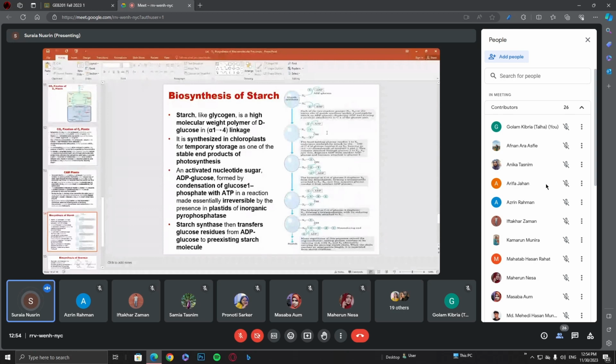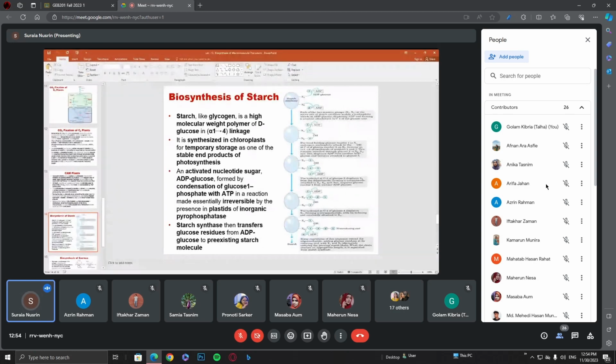Okay, here actually the slideshow. Let me know whether you can see it. Can you see the slideshow? No, ma'am. It is the same as before. But you are seeing the slide, biosynthesis of starch. Yes, ma'am.